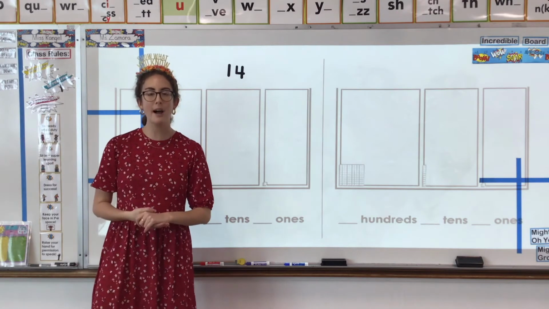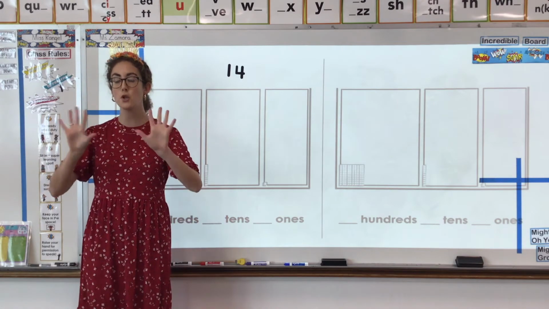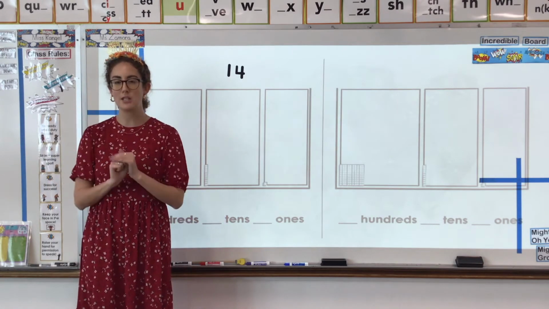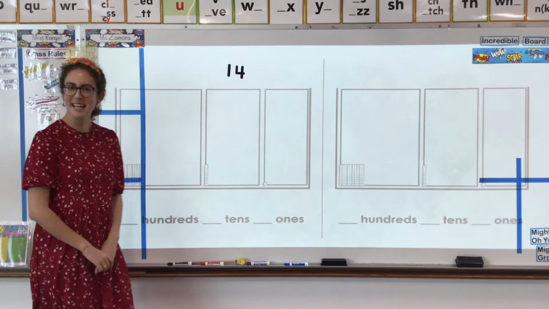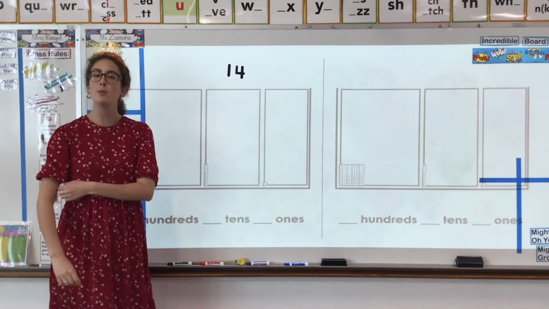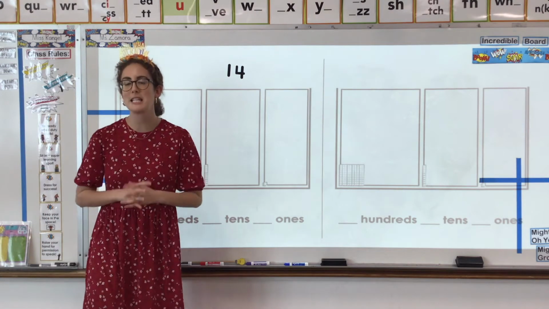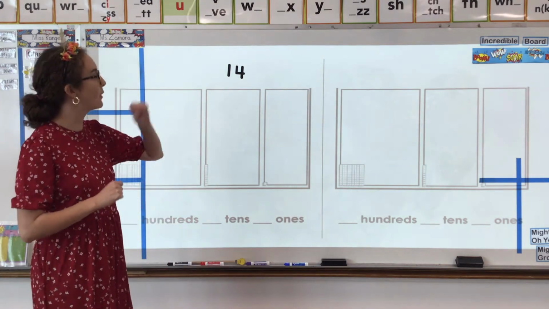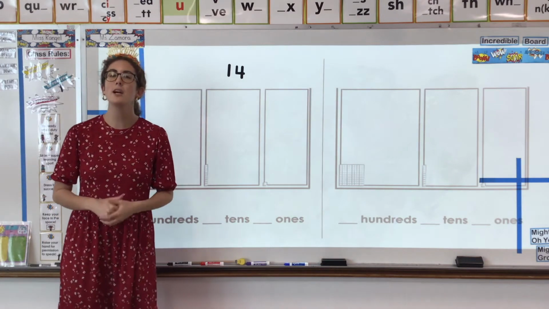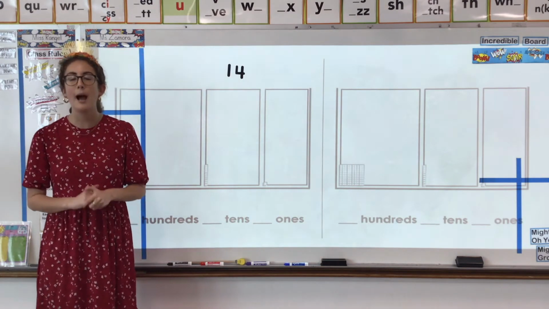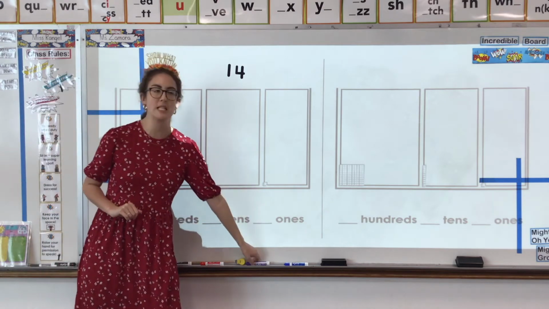Okay, you're back, awesome people, and you have your nice two place value charts right next to each other. So let's take a look. Can you tell me what number this is, second grade? The number 14, of course. In the number 14, how many ones are there? How many ones are in the number 14?